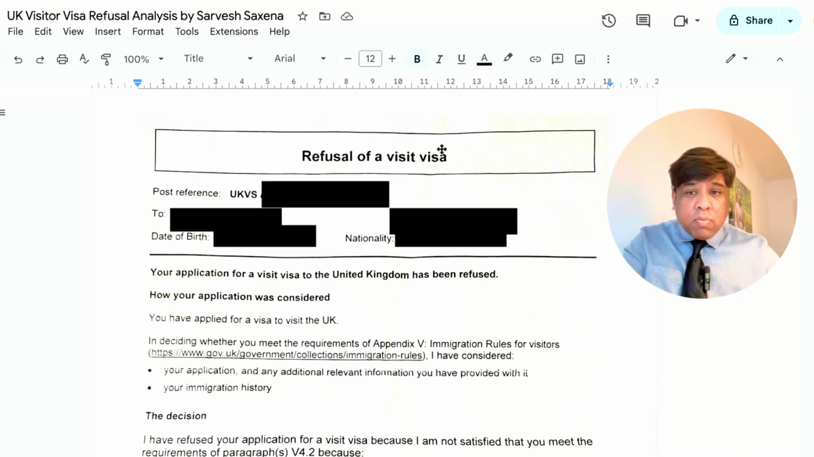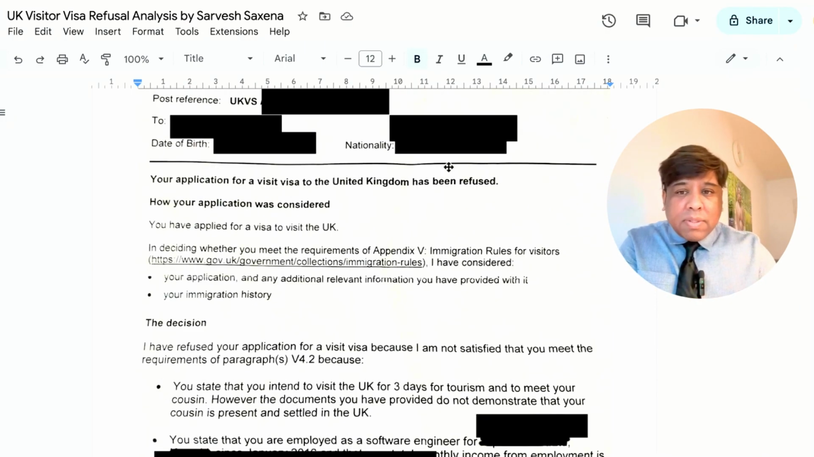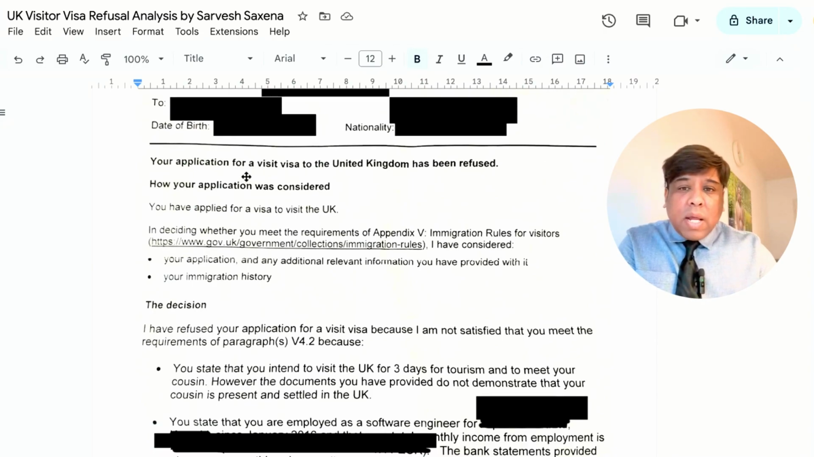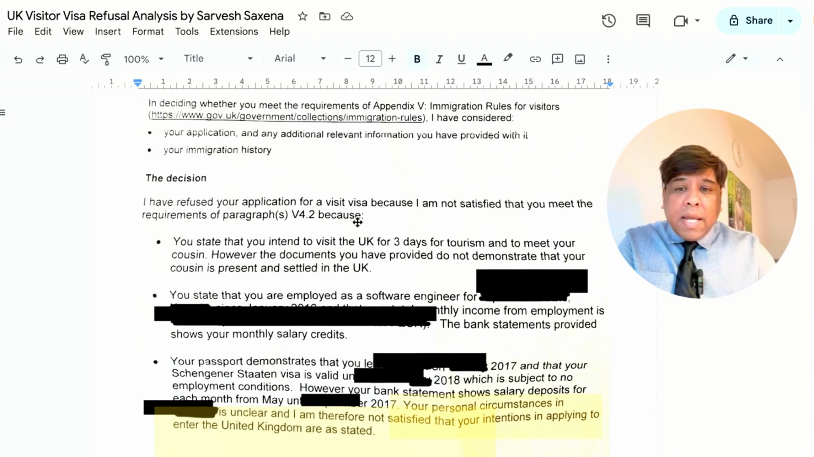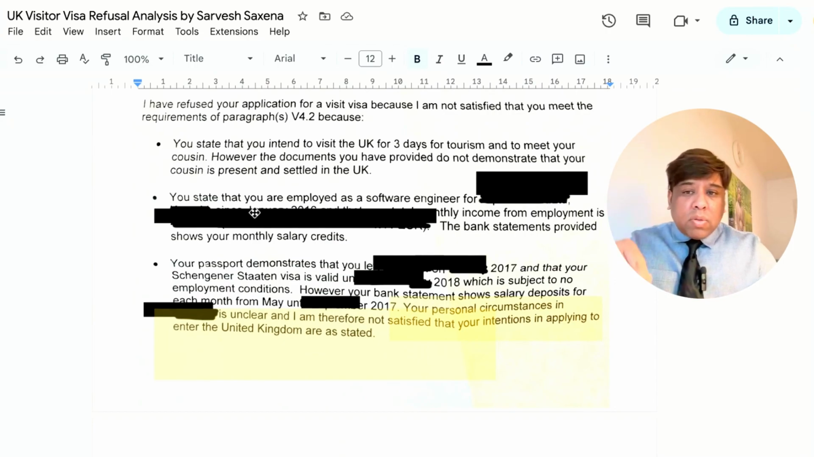And let's move forward. So in this refusal letter, you can clearly see I have redacted some of the details. It says your application for a visit visa to the United Kingdom has been refused. And here are the decisions. I have refused your application for a visit visa because I'm not satisfied that you meet the requirements of paragraph 4.2. And there are one, two, three reasons.